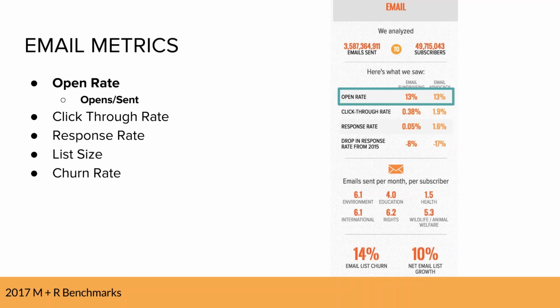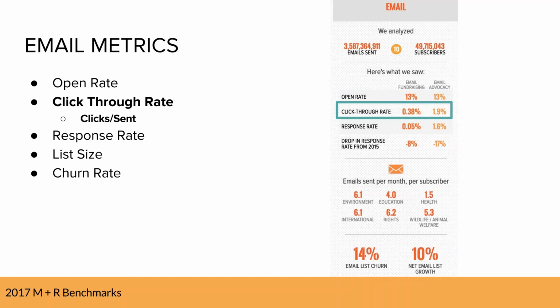And you'll see the industry average here. These are for larger organizations with really large files, but for email fundraising and email advocacy, a 13% open rate is kind of the benchmark there. Click-through rate is the number of people who clicked an email divided by those who were sent the email. So click-through rate for fundraising appeals is 0.38%, and email advocacy is obviously a bit higher there at 1.9%.